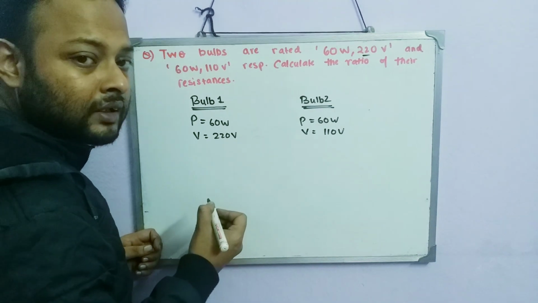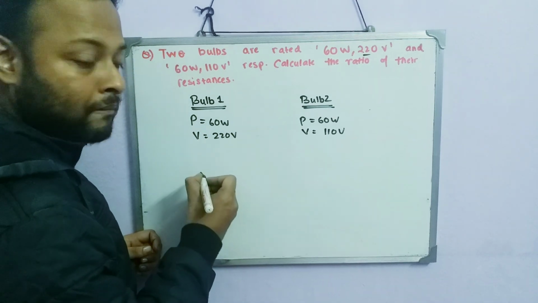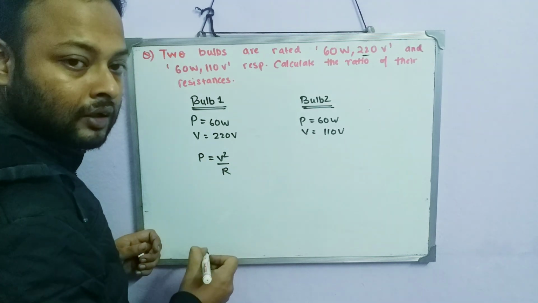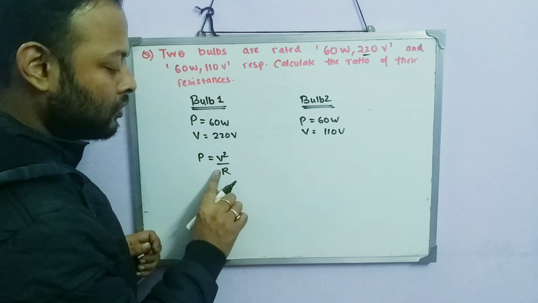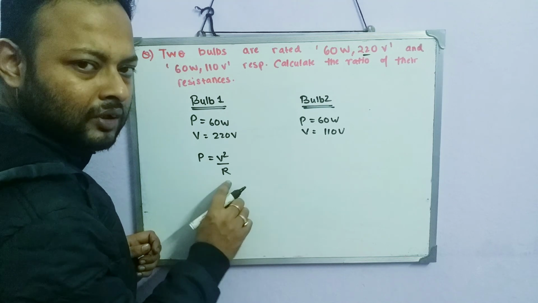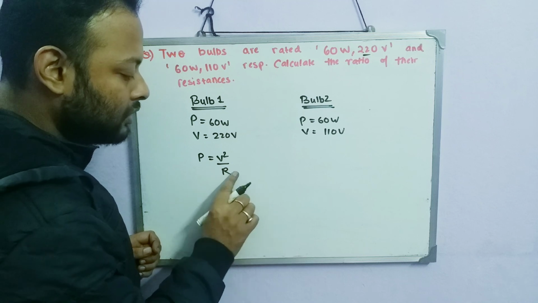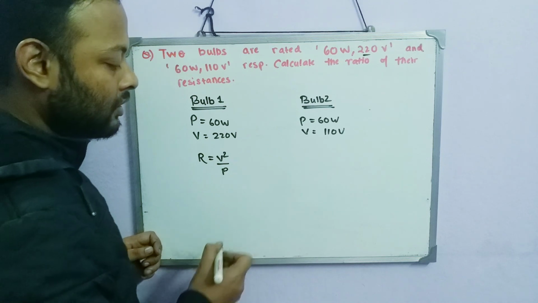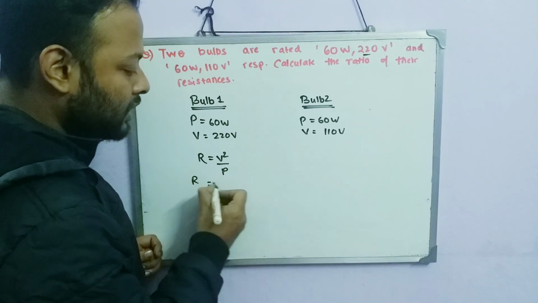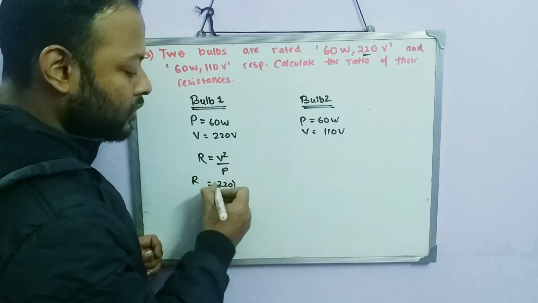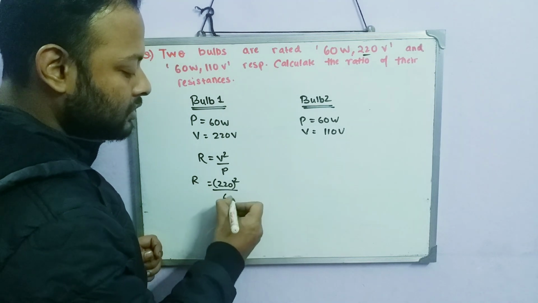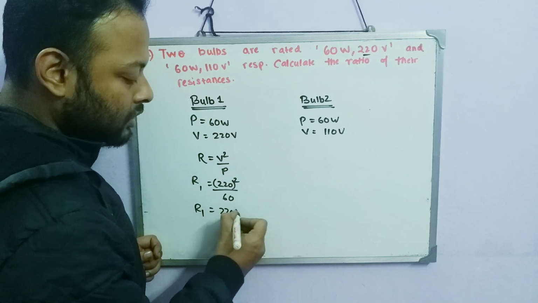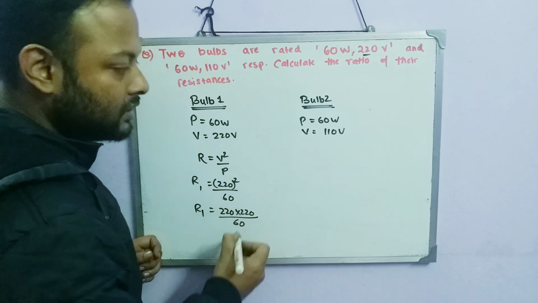Now how to calculate the resistance? I think I have told you there is a formula that power is equal to V squared by R. And if I use this formula, if resistance goes over here and power can come down, this is simple mathematics, cross multiplication. So this P becomes over here and the R comes over here. So if I use this formula, resistance becomes V square, that is 220 square by 60. So resistance R1, if I take, becomes 220 into 220 by 60.